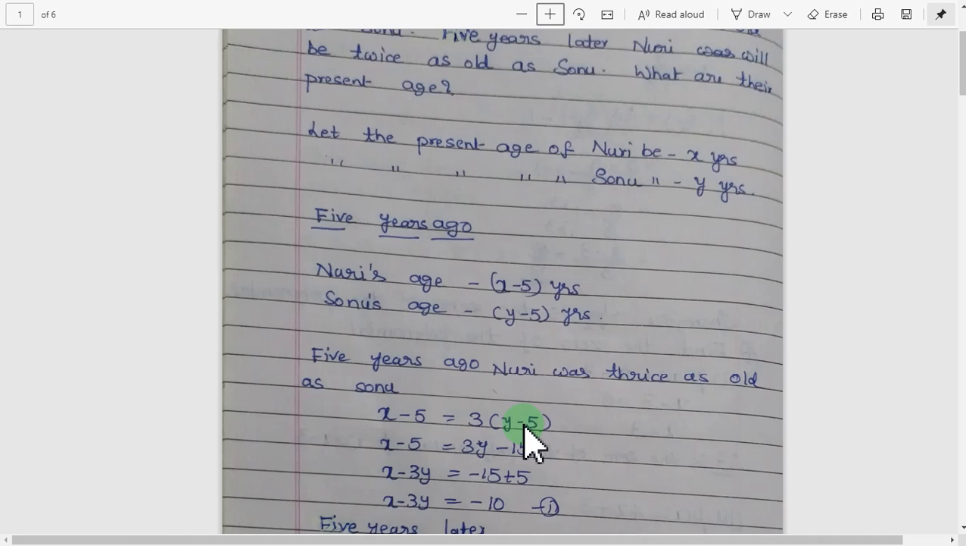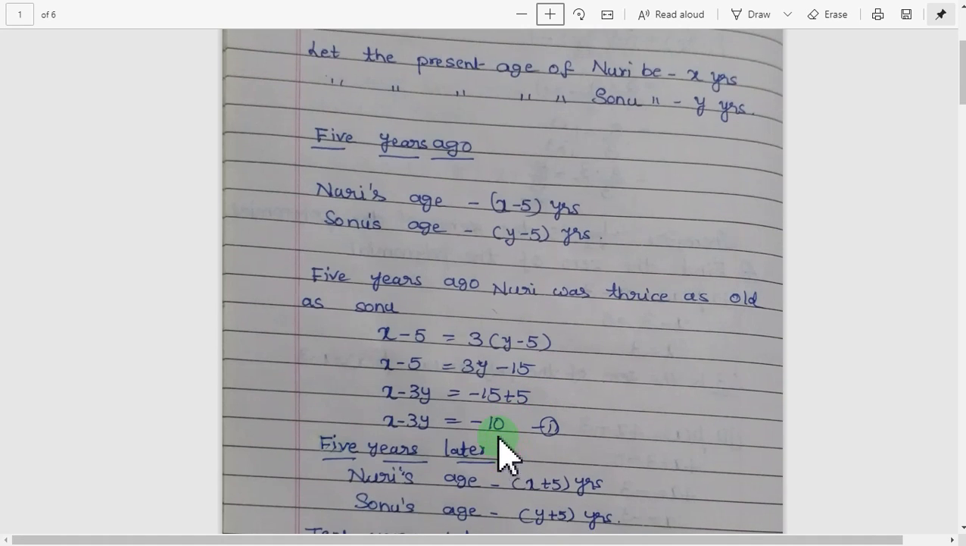After writing the equation for the statement, now we will simplify it. x minus 5 is equal to, we remove the bracket here, 3 into y minus 3 into 5, which is minus 15. So take x and y to one side. x minus 3y is equal to minus 15 plus 5, which is minus 10. This is the first equation.